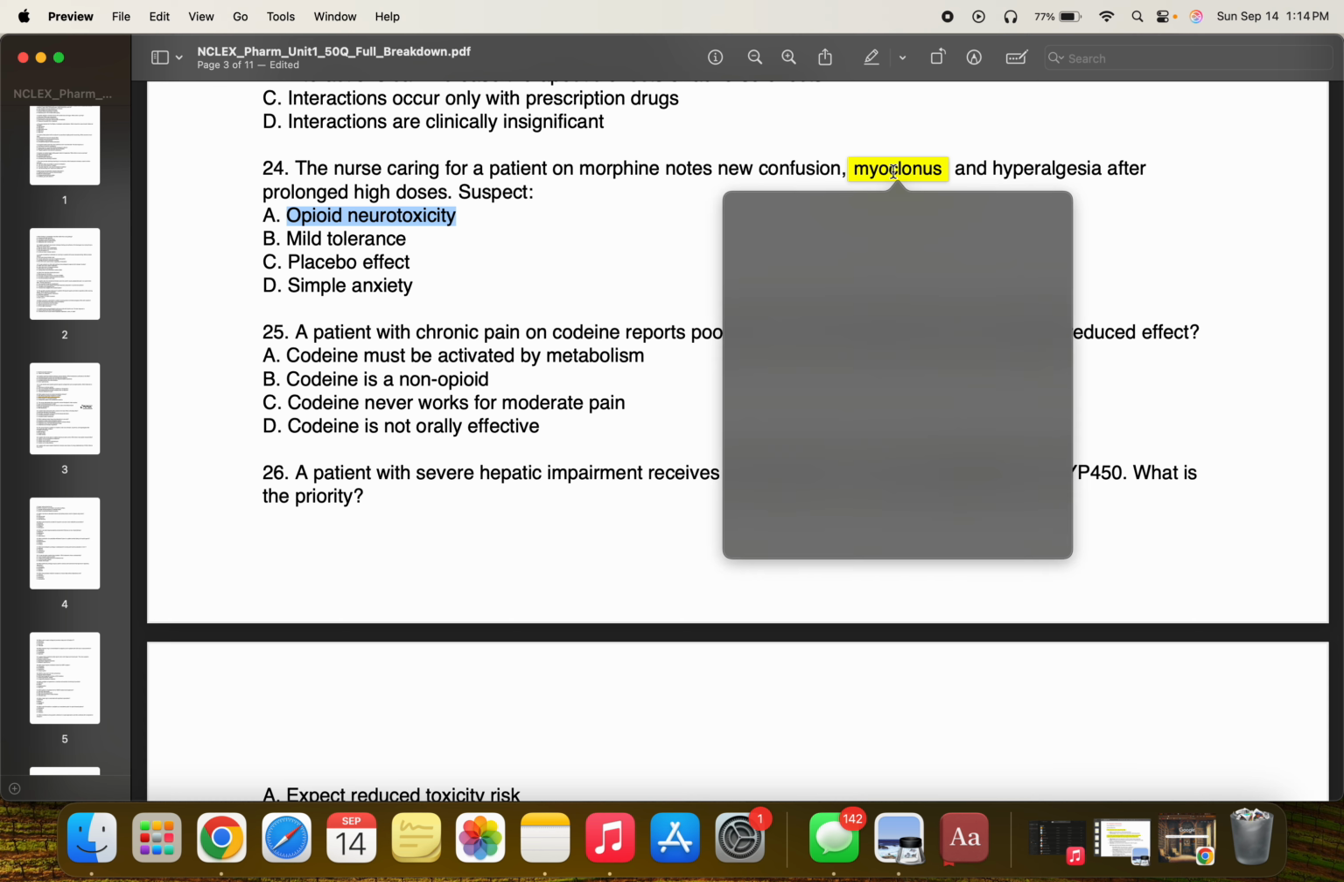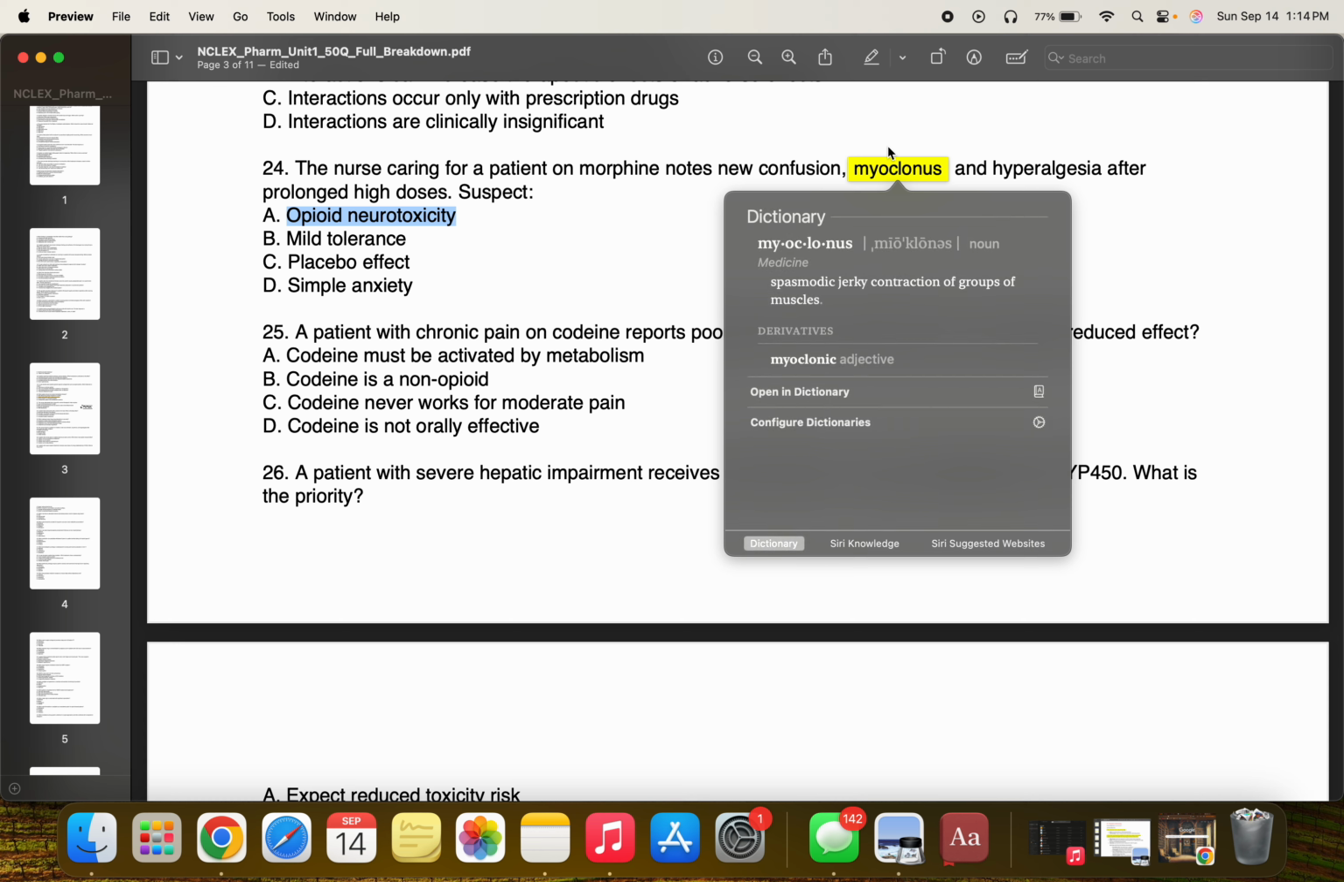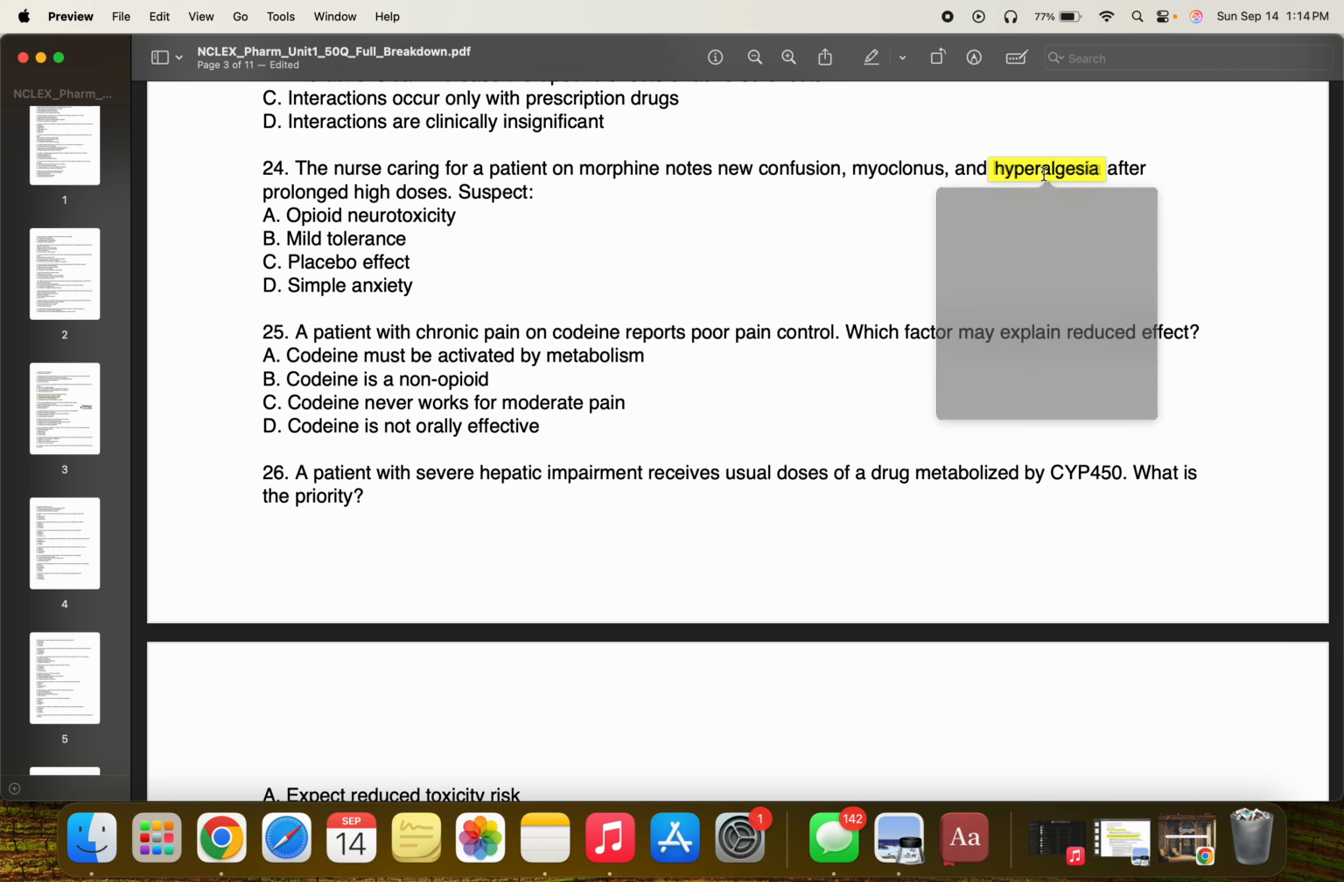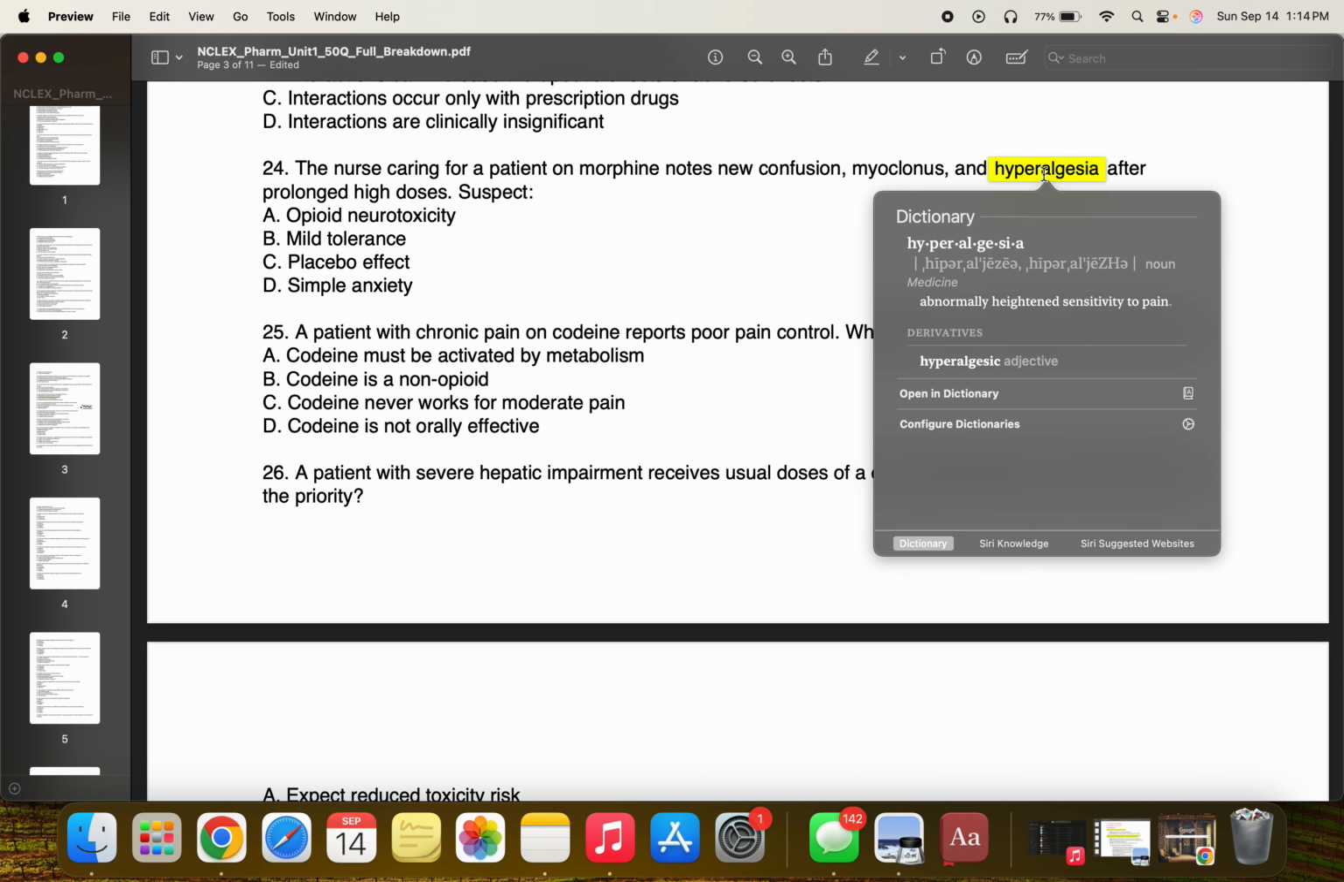Myoclonus. I'm pretty sure that's like the low muscle tone. Yeah, oh, it's the jerky one. It's where I was kicking my legs up in our secret room. Hyperglycemia. Yes, I'm hyper aware of sensations.